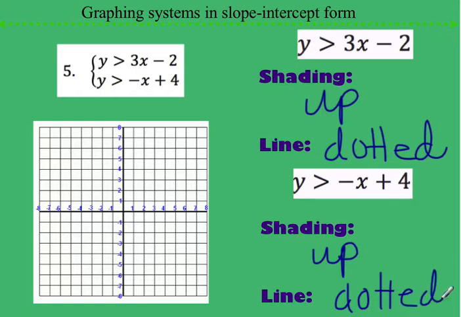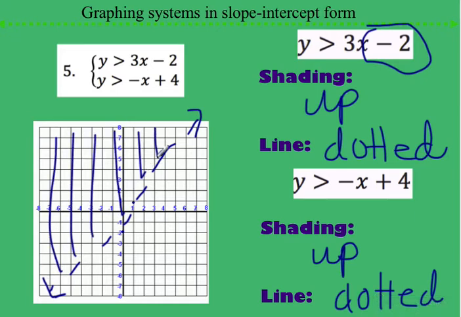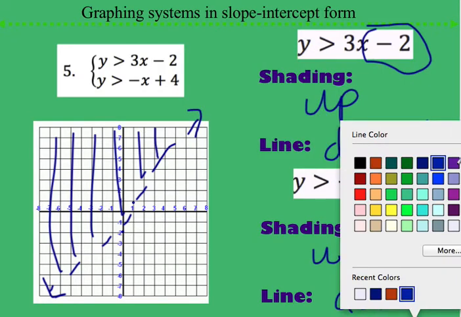So let's go ahead and plot this. My y-intercept of the first one is -2. So we're crossing the y-axis at -2. My slope is 3, which means I'm going up 1, 2, 3, and over 1. So then I'm going to draw a dashed line through that. Then, since the alligator is opening towards the y, I decided that I was going to shade up for number 5.